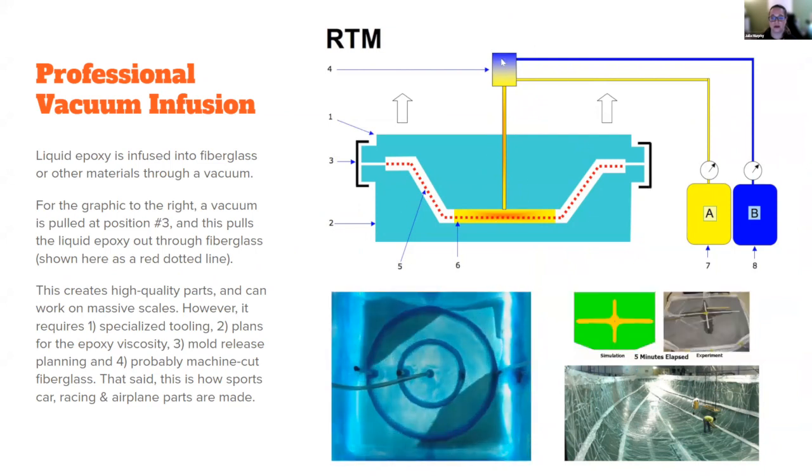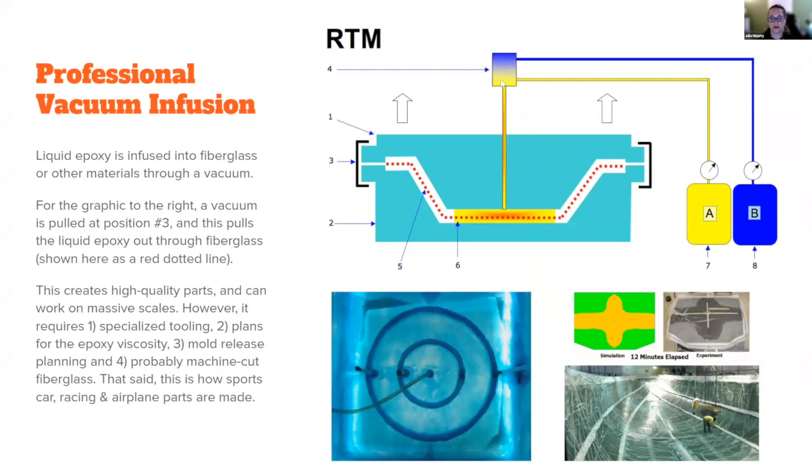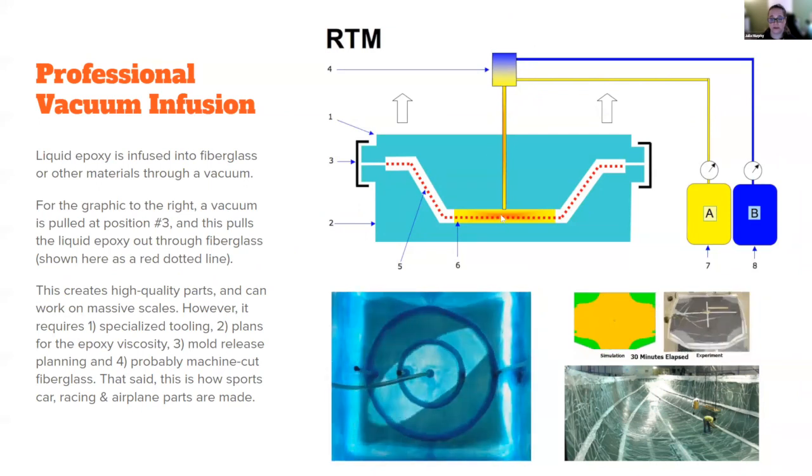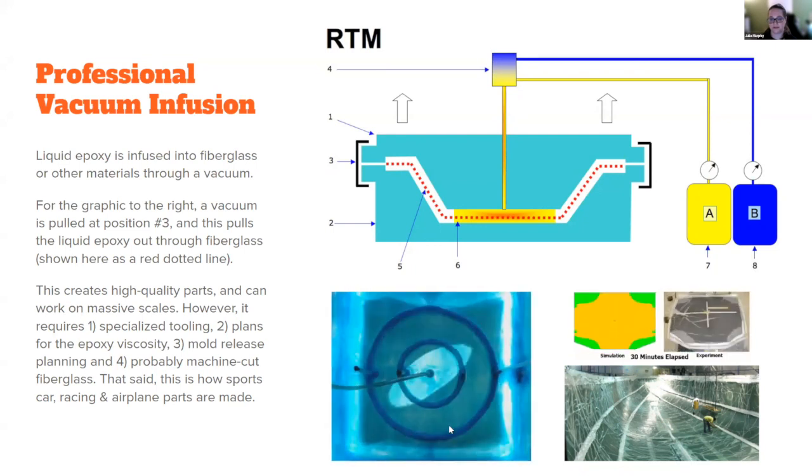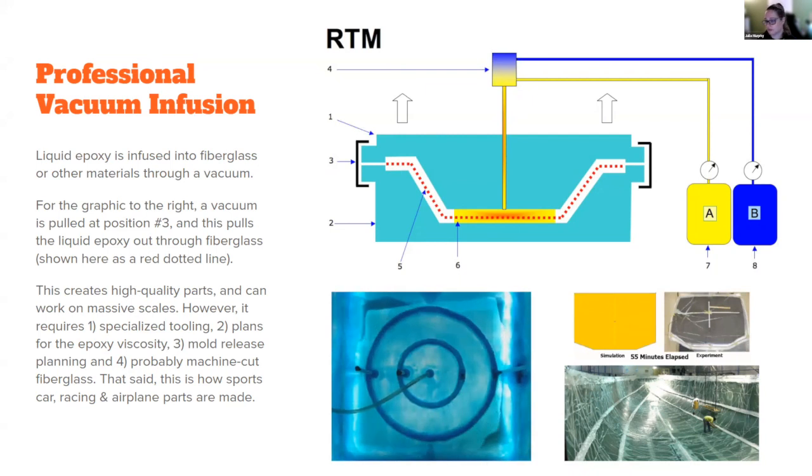And so it draws the two parts together into a mixing chamber, which then go to the center of the piece and are drawn outward from the center by the vacuum to create a perfectly infused, perfectly even, delightfully bubble-free resin experience here. So you'll get this very nice shell that's completely filled in, no voids, no bubbles, no nothing. It's very cool.